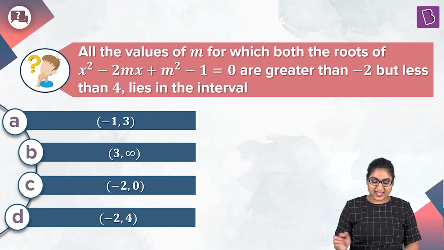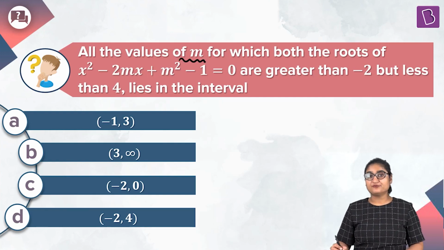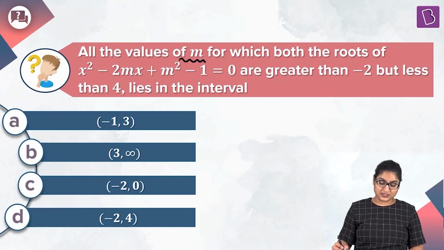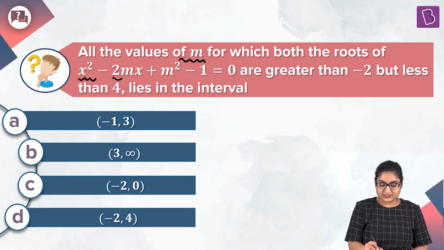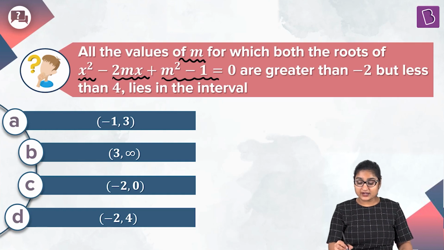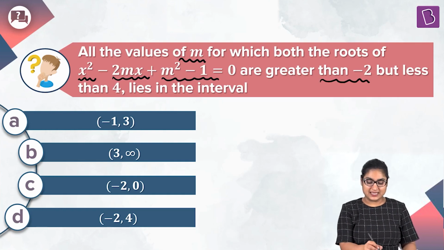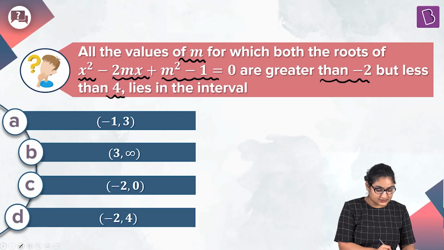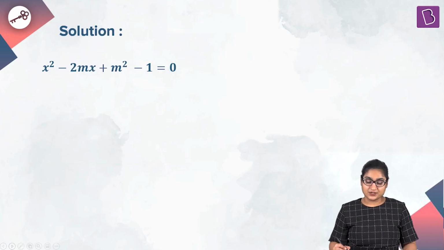So in this question, we have to find out the values of m for which both the roots of the equation given by x square minus 2mx plus m square minus 1 equal to 0 are greater than -2 but less than 4. All right. So this is the quadratic equation given to us in the question.